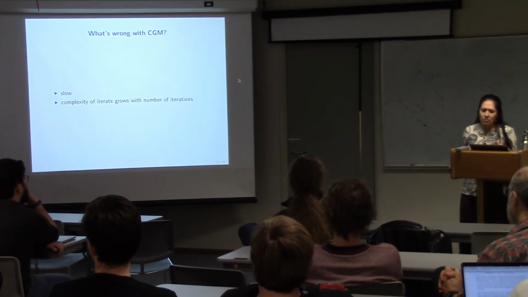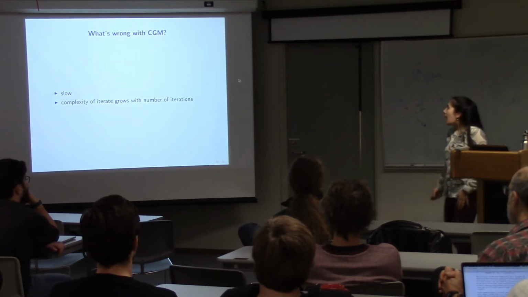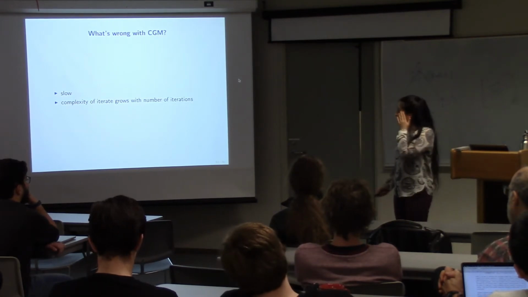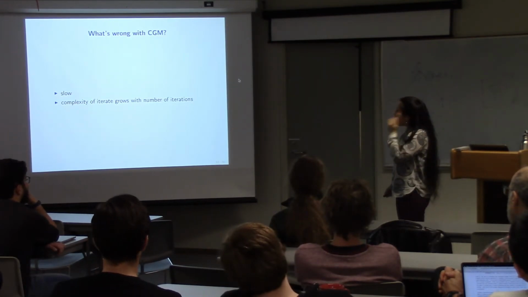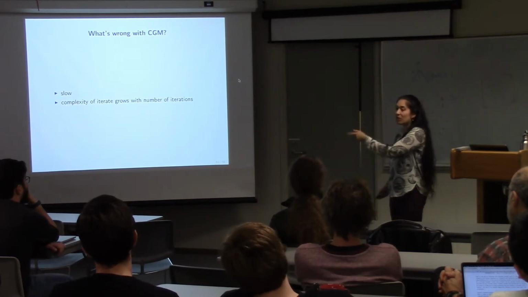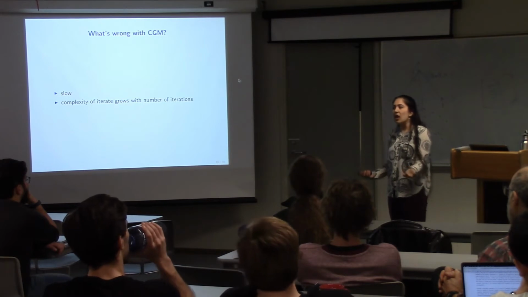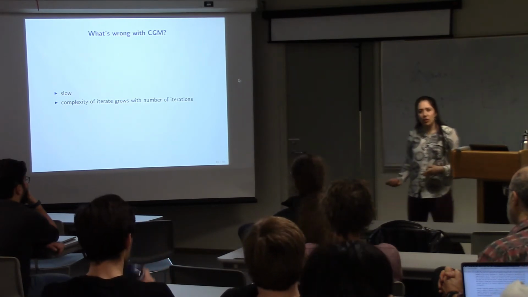Okay. So what's wrong with the conditional gradient method? Well, number one, it's slow. It's quite slow. And that's a problem because the complexity of the iterate grows with the number of iterations. If the number of iterations you were going to take wasn't very large, then that's fine. But if you have to take a large number of iterations, that's pretty annoying.